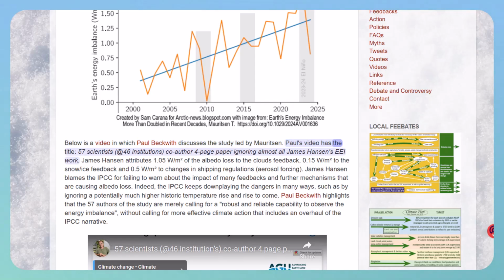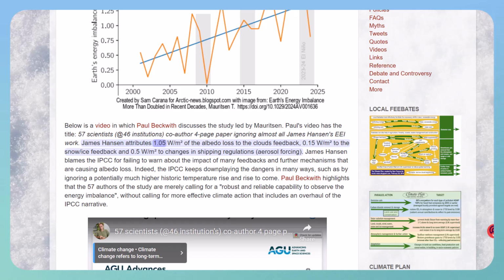Paul's video has the title, 57 Scientists, at 46 Institutions, co-author 4-page paper ignoring almost all James Hansen's EEI work. James Hansen attributes 1.05 W/m² of the albedo loss to the cloud's feedback, 0.15 W/m² to the snow/ice feedback, and 0.5 W/m² to changes in shipping regulations, aerosol forcing.